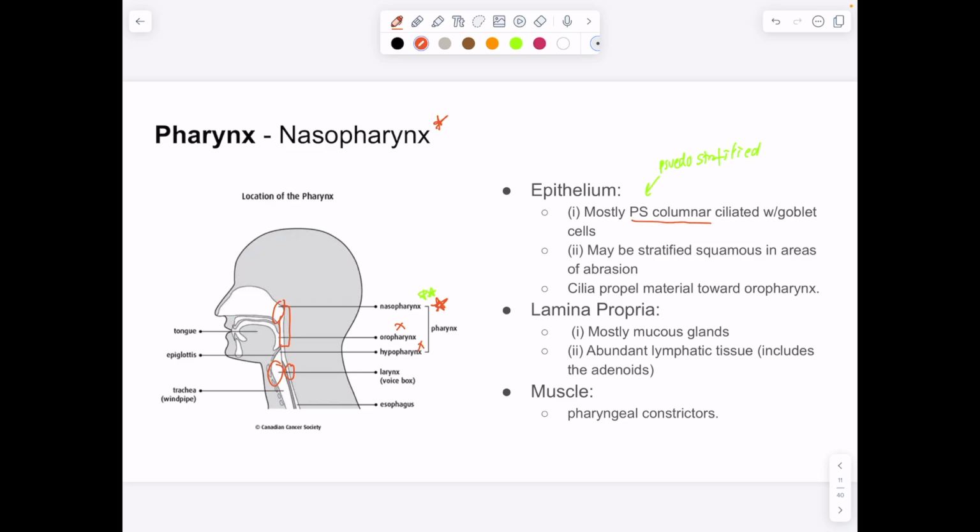Its epithelium is pseudostratified columnar, ciliated. So basically, it's respiratory epithelium. If you have abrasion, it might be stratified squamous. But it's going to have the cilia propel material towards the oropharynx in this case. Its lamina propria is mostly mucus glands. It's going to have a lot of lymphatic tissue, including the adenoids.